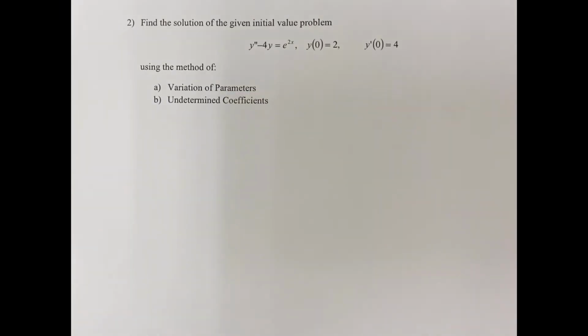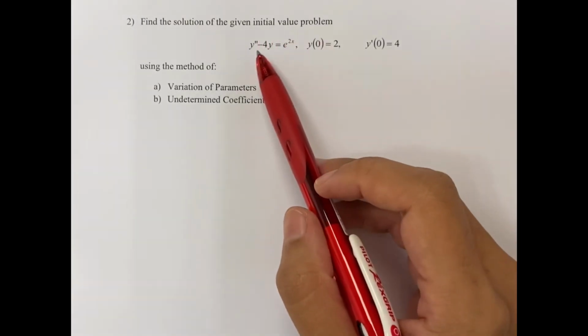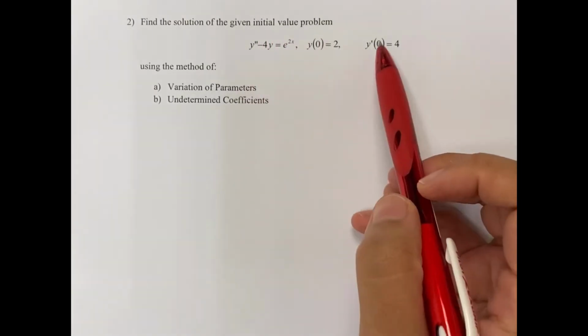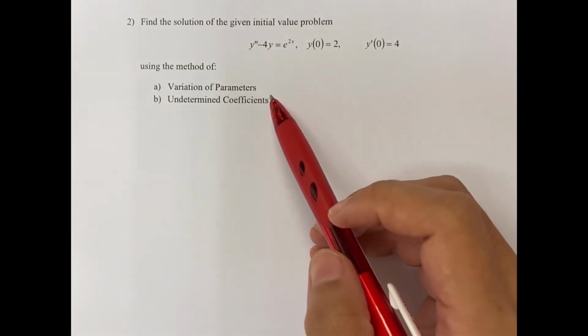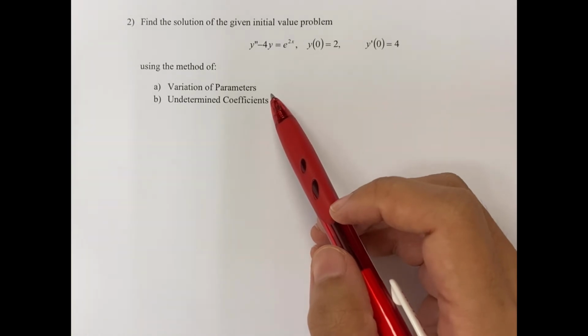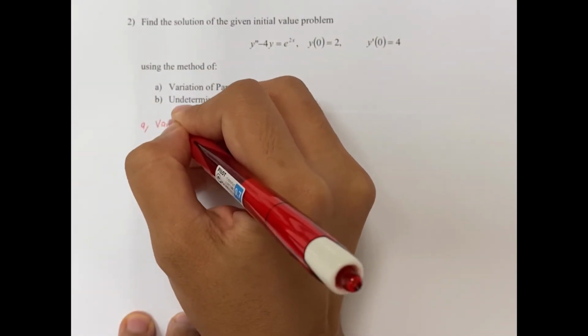In this last example of this video, we will try to solve the initial value problem of this second order ODE using both methods and see what is the difference. I mean, compare the answer. So for the first method A, variations of parameters.